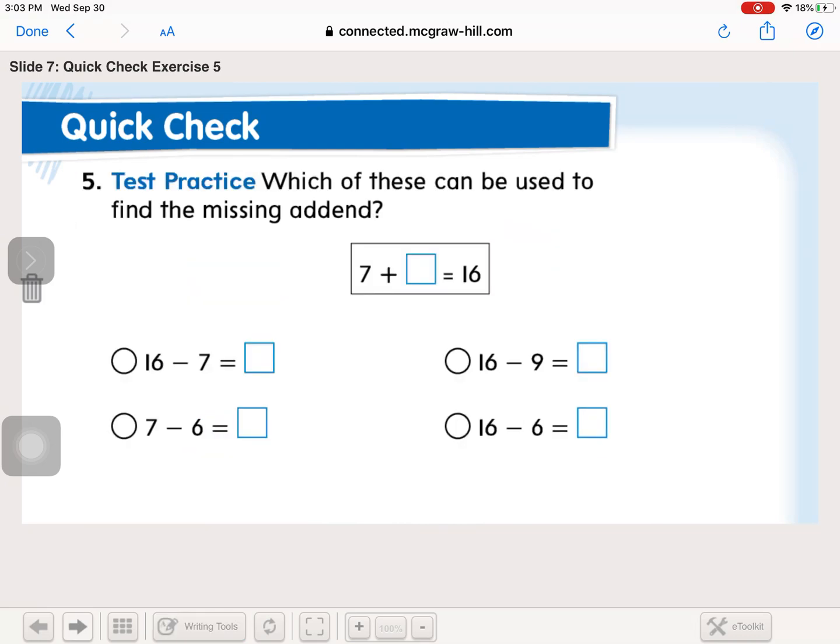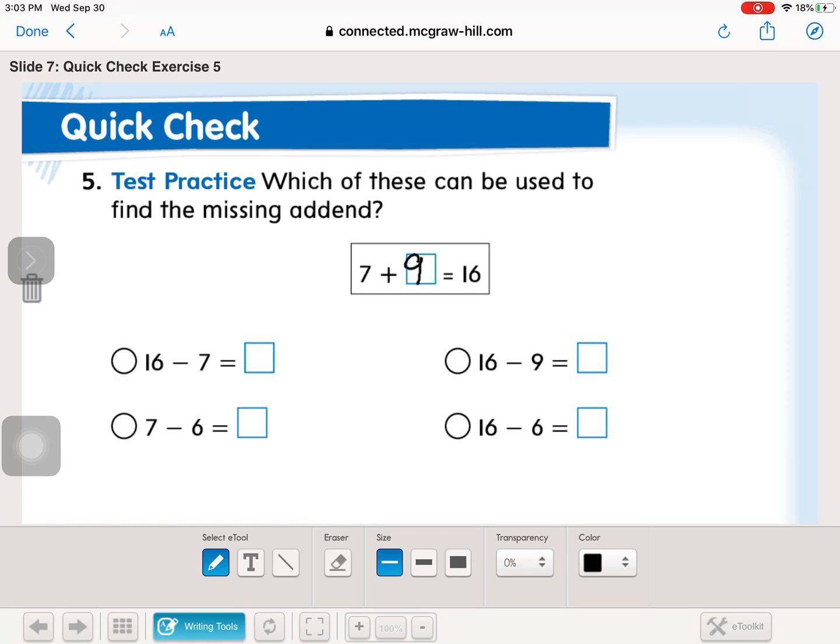All right, so now for our test practice, which of these can be used to find the missing addend? 7 plus what equals 16? So 7, let's count on until we get to 16. Put 7 in your heart. 7, 8, 9, 10, 11, 12, 13, 14, 15, 16. I end up with 9. So 7 plus 9 equals 16.